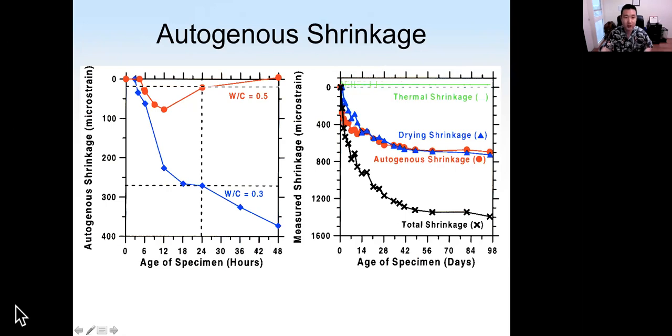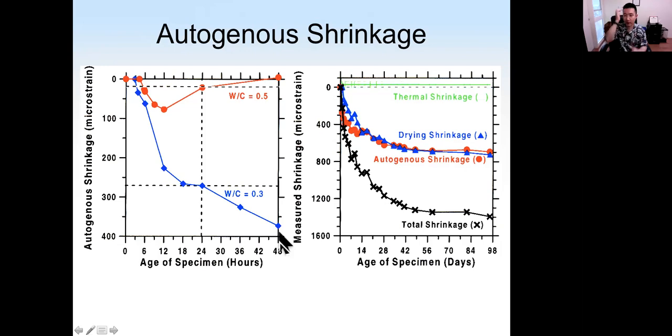And autogenous shrinkage only occurs in concrete with a pretty low water to cement ratio. As we can see from here, one concrete has 0.5 W/C, which does not have much autogenous shrinkage at all. But this is only 248 hours. Concrete with low water cement ratio could have a lot of autogenous shrinkage in the first 2 or 3 days. About 300 microstrain in the first 2 days for this concrete.